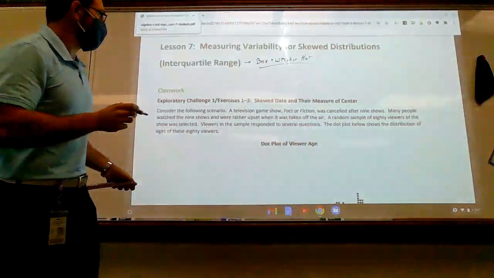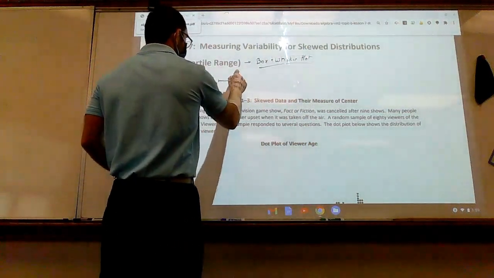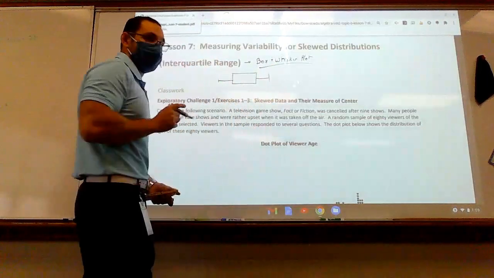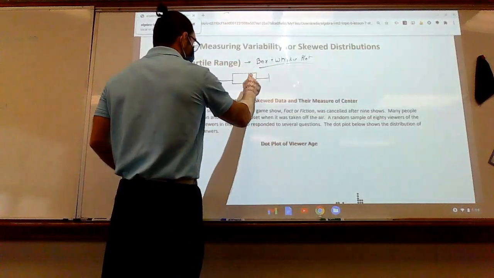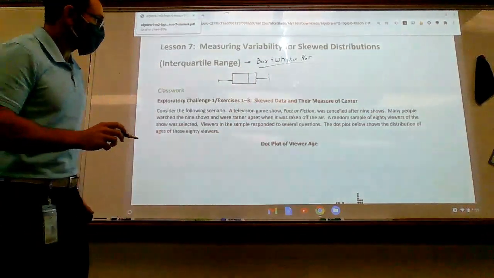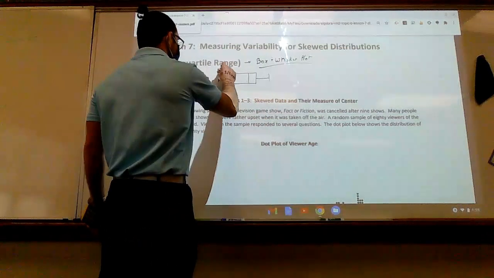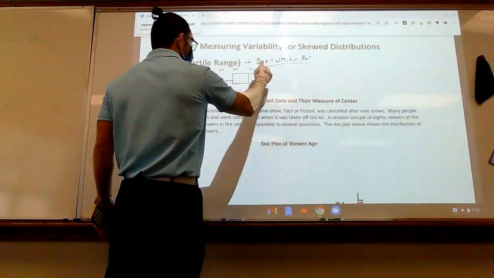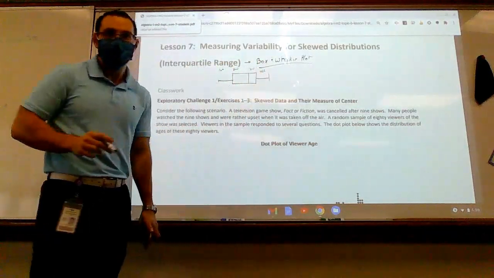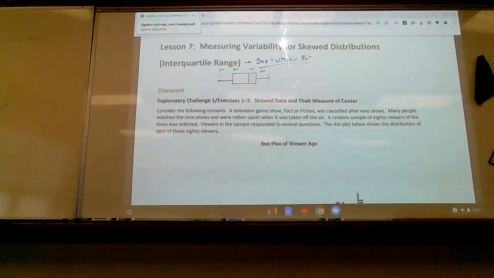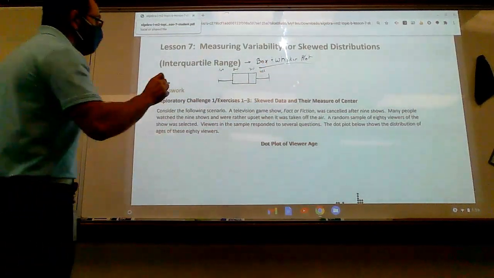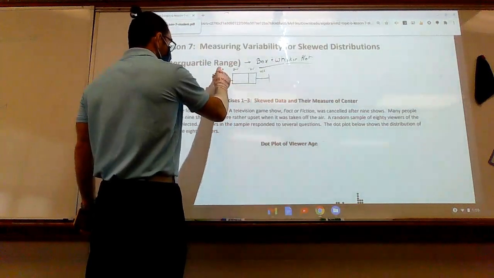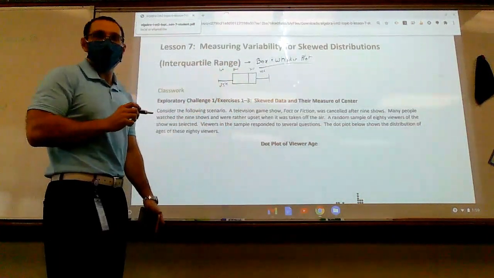A box and whisker plot has something that looks like this: a whisker, a box, and a whisker. Inside of that box somewhere is a line. So what this really is, I'm going to put first, second, third, fourth. In a box and whisker plot, we have 4 quartiles. 25% of our values are in between the lowest and the edge of our box.